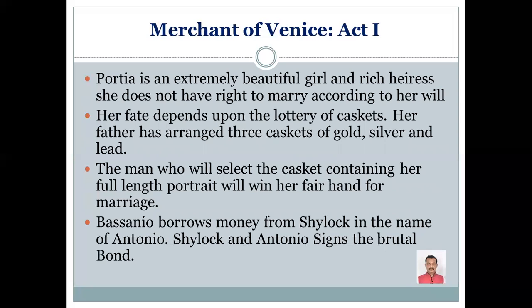Then in the next part of the first act, we see that Portia, who is an extremely beautiful girl and rich heiress, is still not able to marry according to her will. Her fate depends upon the lottery of the caskets. I have already told you that her father has arranged 3 caskets of gold, silver, and lead in her house, and one of these caskets contains her full-length portrait. The man who selects the correct casket will win her hand in marriage.